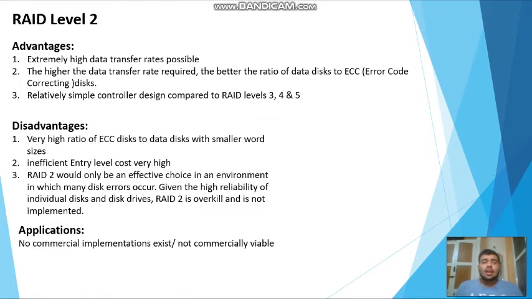So let us see the advantages and disadvantages. Firstly, extremely high data rates are possible with RAID level 2. Secondly, the higher the disk transfer rate required, the better the ratio of the error code correction disk. Thirdly, it has a relatively simple controller design as compared to level 3, 4 and 5, which can be an advantage over here. But the disadvantage is that there is an extremely high ratio of data disks involved with smaller word sizes.